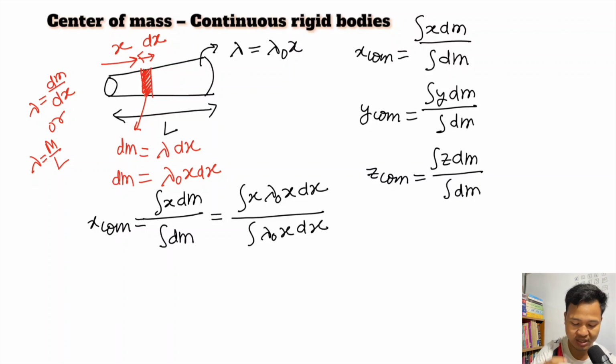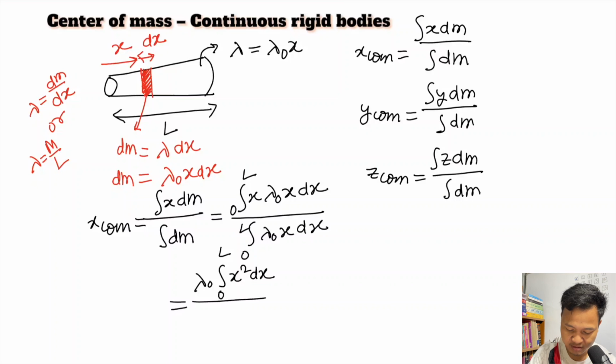Now the integration limits. The length varies from x equals 0 to x equals L. The minimum value of x is 0, and the total length will be L, so the limit will be from 0 to L. So the remaining is integral from 0 to L of x square into dx, divided by integral from 0 to L of x into dx. Lambda not gets cancelled out.